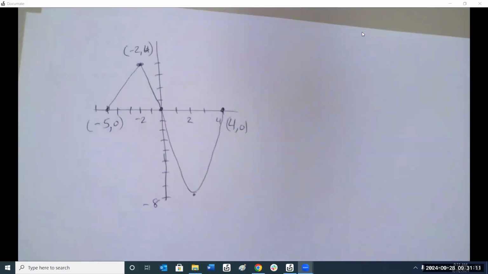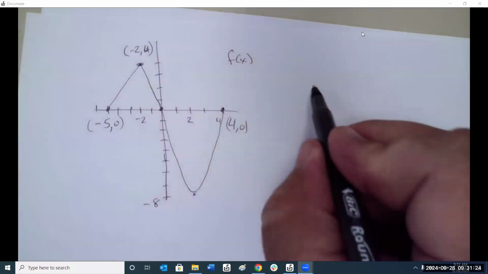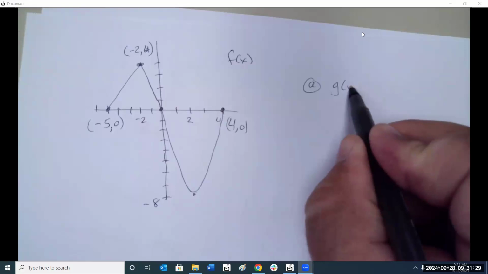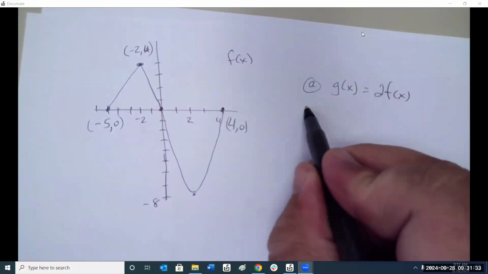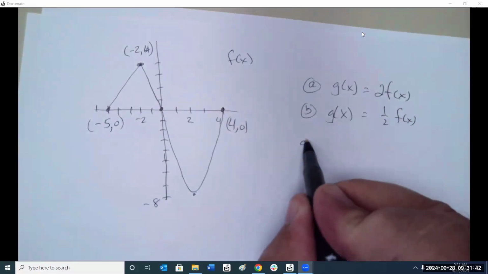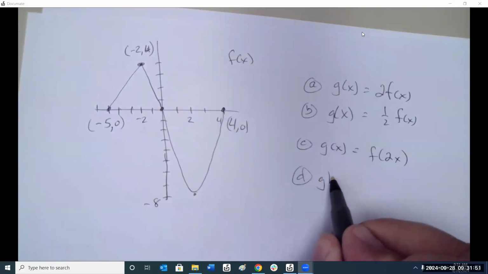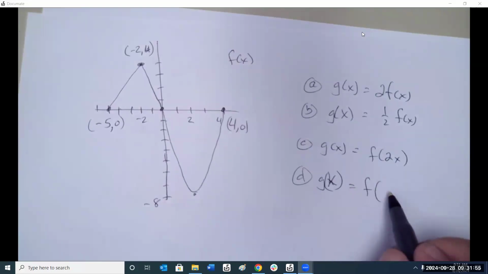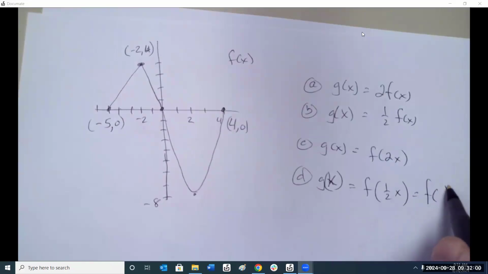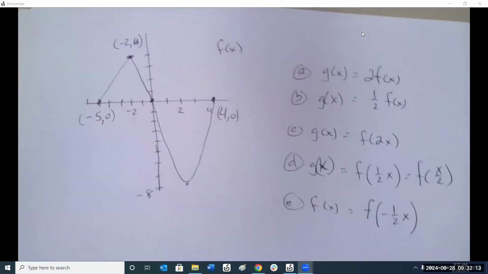All right. This is our function f of x. We're going to do these changes to it: two times f of x, 1/2 times f of x, f of 2x, and f of 1/2 x, or f of x over 2. We're going to do all those transformations.